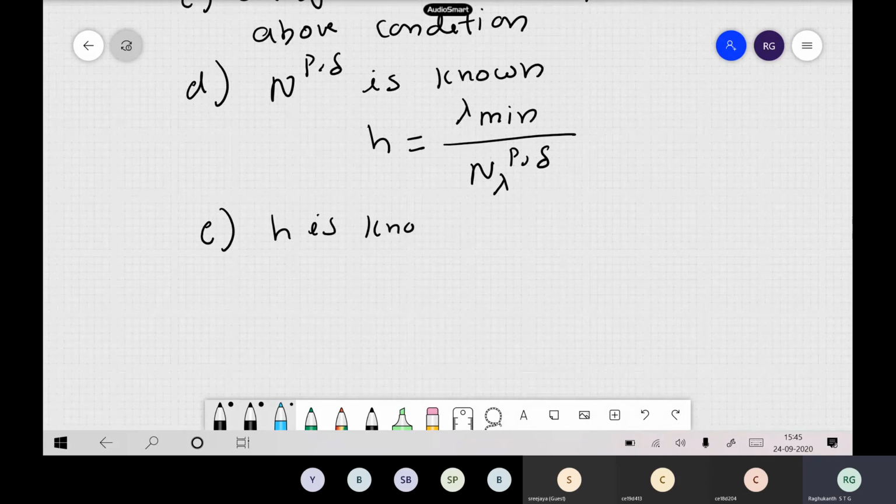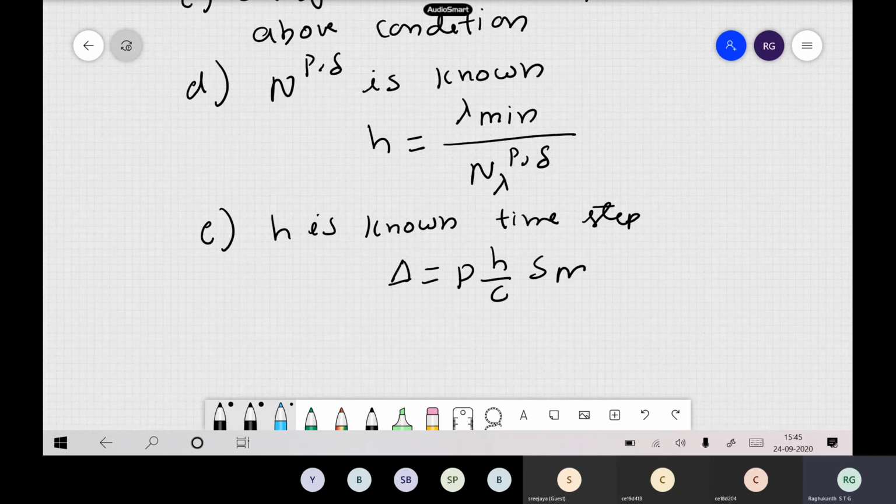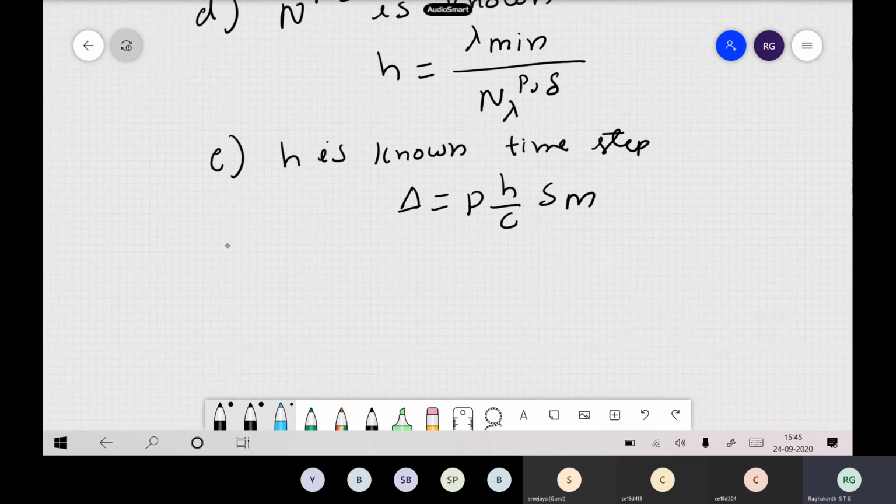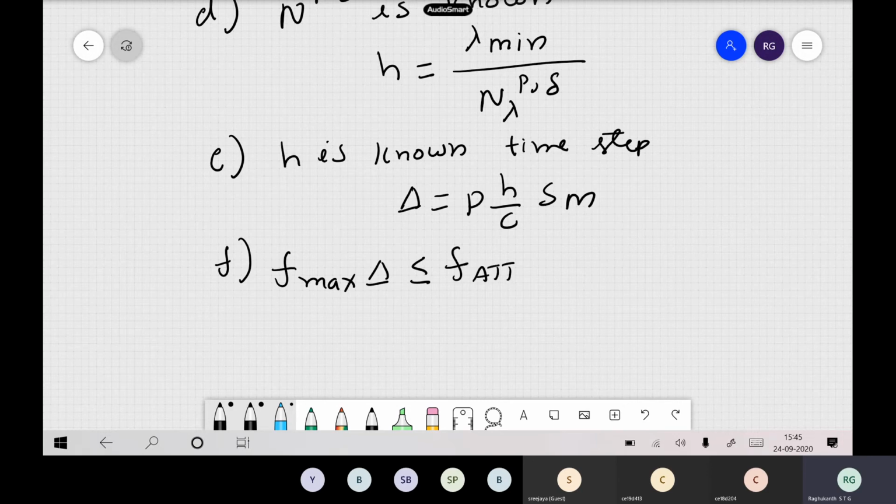Now we have to find out delta t, the time step. The condition is delta t is equal to p h by c into S_m actual. So this will give you delta t, followed, right? You know this value, and the last check we try to do is whatever f max we have, multiplied by delta t, should be less than f_att, followed, right?